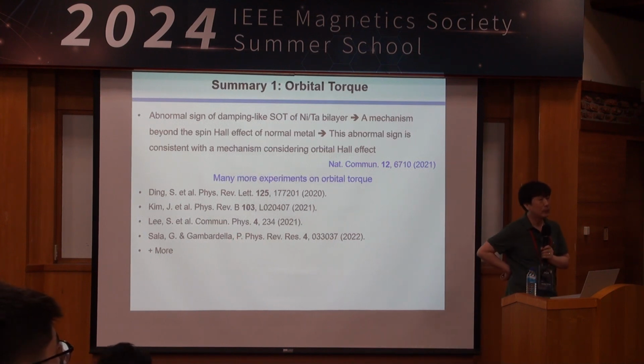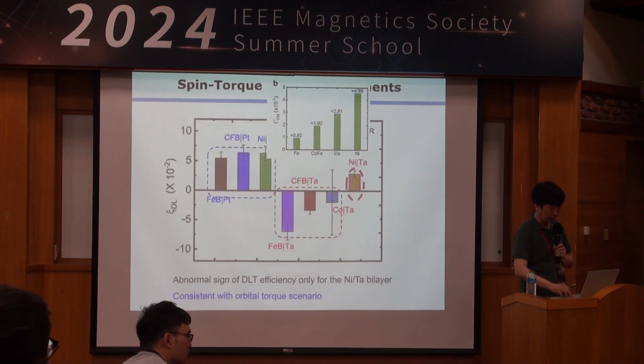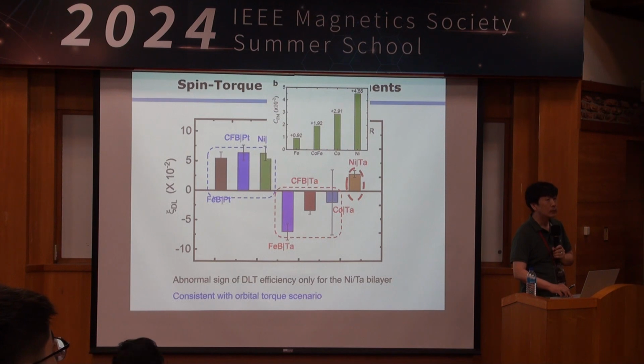So in your previous slide, the work was carried out in 2011. At that time, orbital torque was not very popular. So what was the explanation based on?